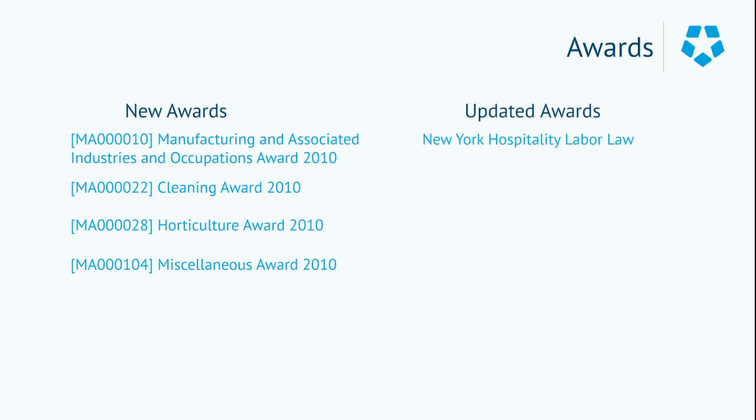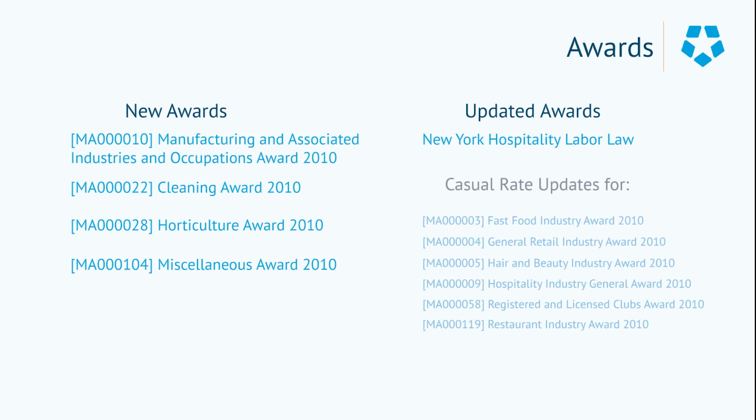We've also updated our New York Hospitality Labor Law, as well as updating casual awards for HIGA, RIA, GRIA, FFIA, HBIA, and RLCA. You can view or apply these awards to an employee by editing their pay rates in their Deputy profile.